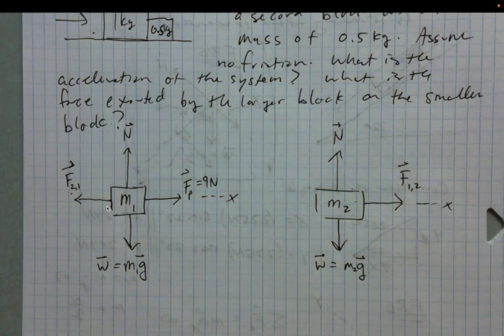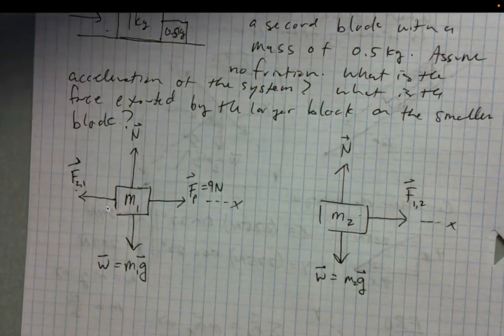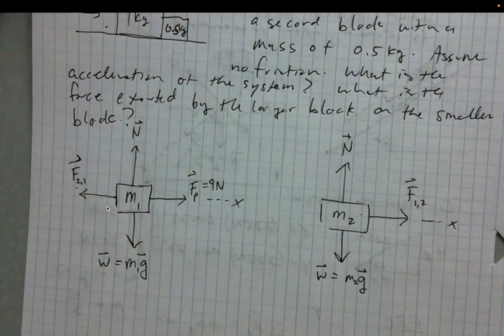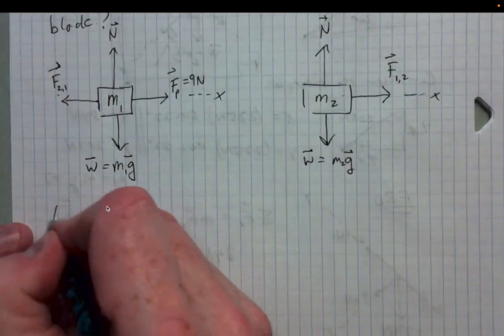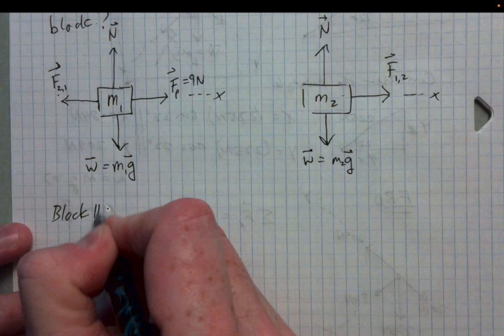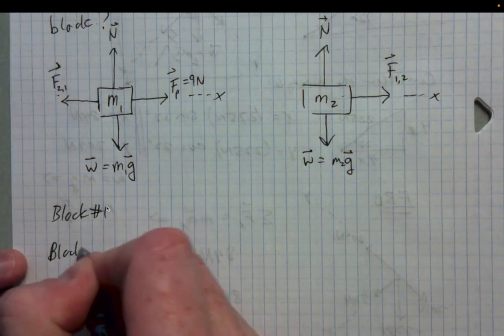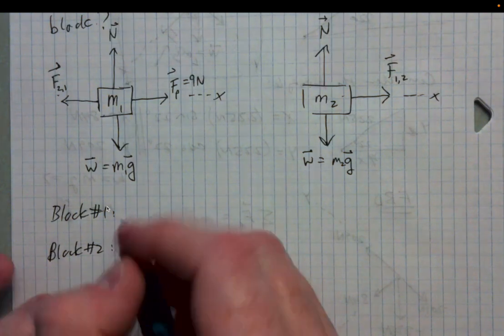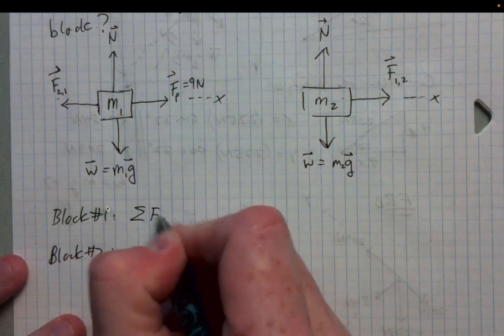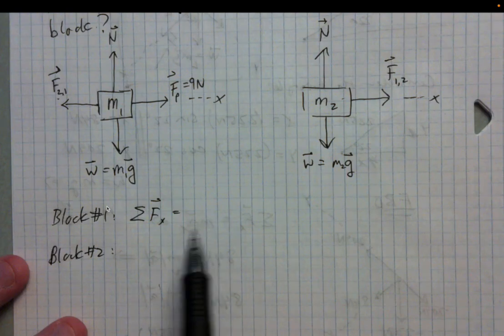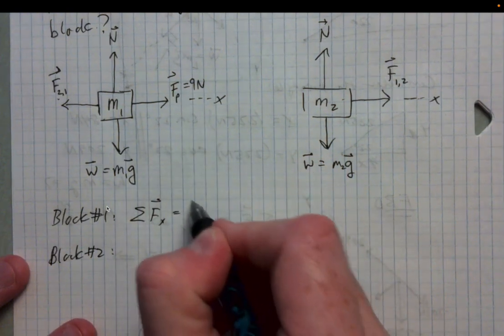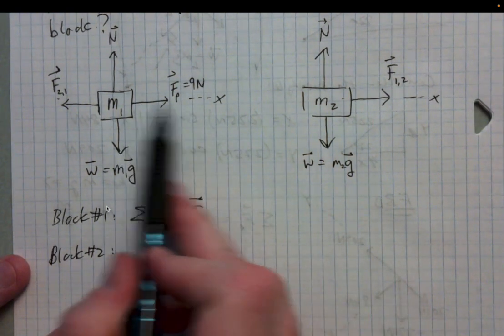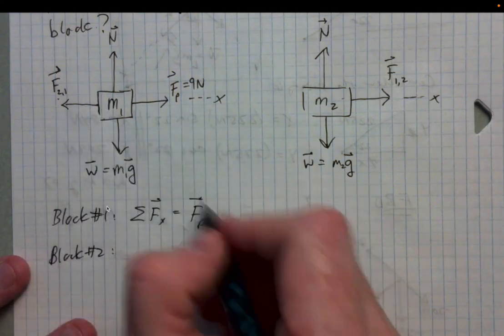Let's separately write out Newton's second law for these two free body diagrams, block 1 and block 2. So the sum of the forces in the x direction for block 1: you've got the force of the push, minus the force of 2 on 1.